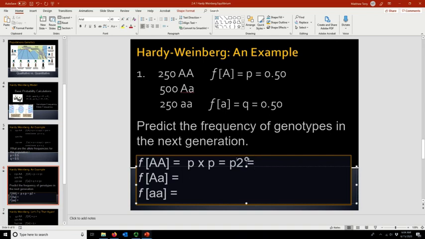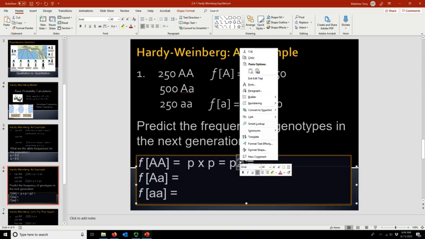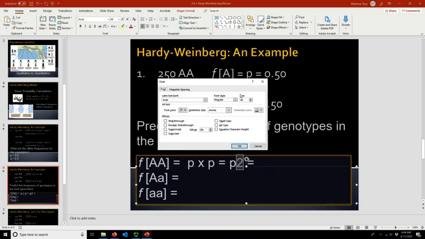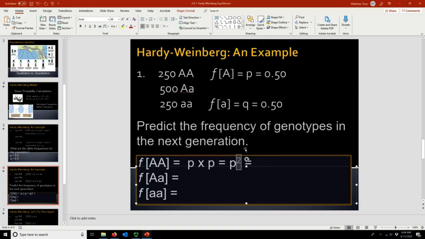Let's make that a superscript. Sometimes Word and any Microsoft things are just not very easy to use for certain things.